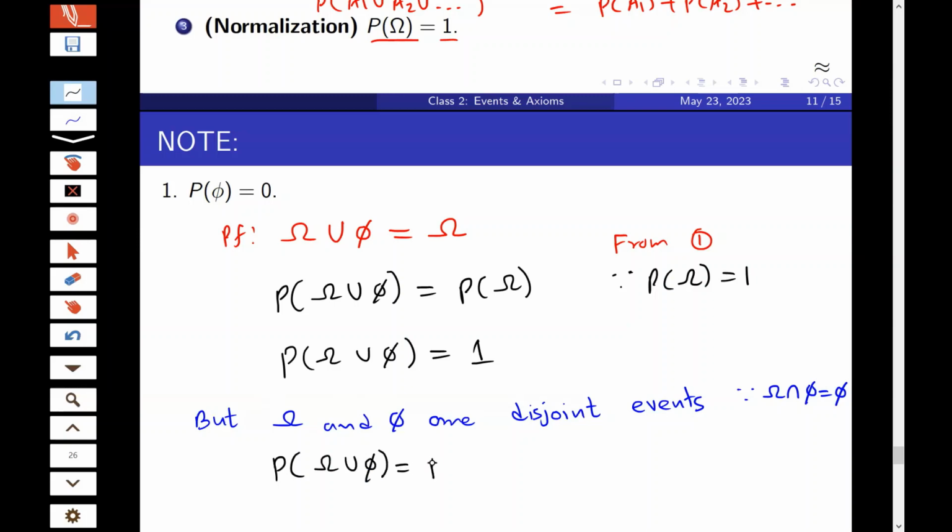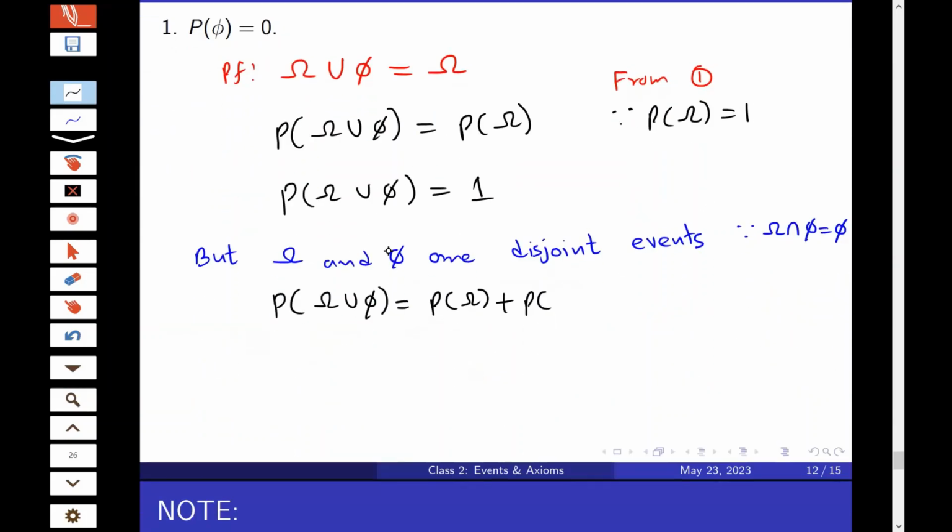this one is the same as probability of omega plus probability of phi equal 1. Okay. Now we can plug 1 for this one as well from 1. Okay. From axiom 1. So here, now I can write 1 plus probability of phi equal 1. So that means probability of phi is 0.